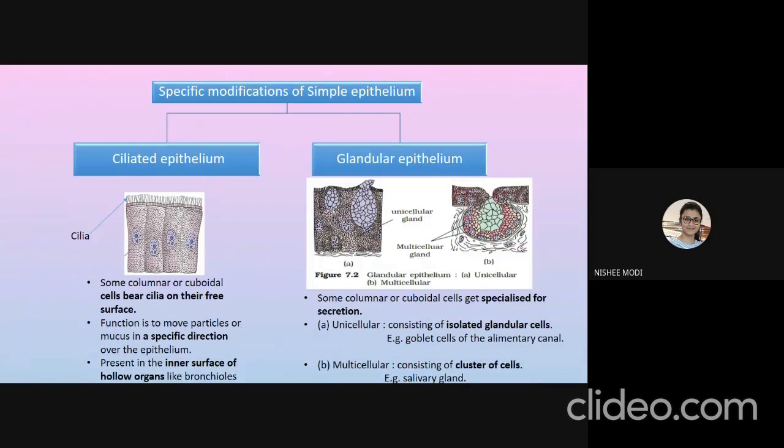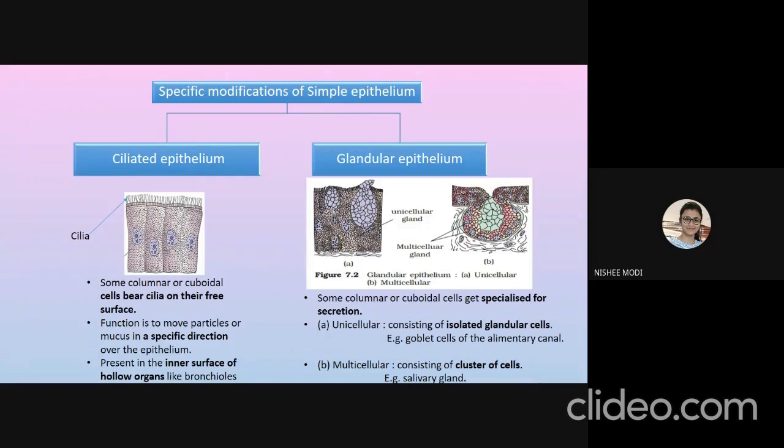Now the specific modifications of simple epithelium: the ciliated epithelium and glandular epithelium. If cuboidal and columnar epithelium have cilia on their free surface, it is called ciliated epithelium. Its function is to move particles or mucus in a specific direction over the epithelium. This is present on the inner surface of hollow organs like bronchioles and fallopian tubes.